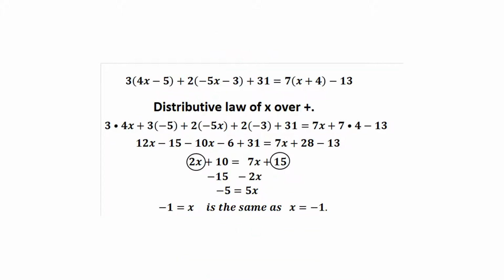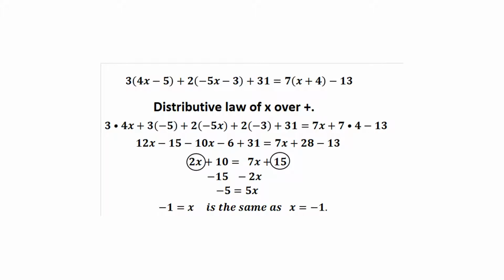This one is a longer problem. Now, on the top, we could do 3 times 4x minus 5. Use the distributive law. So we're going to have 3 times 4x plus 3 times a negative 5. Plus, then we have 2 times negative 5x minus 3. So now we have 2 times negative 5x plus 2 times negative 3 plus the 31 equal another distributive law, 7 times x plus 7 times 4, and then we have minus 13.